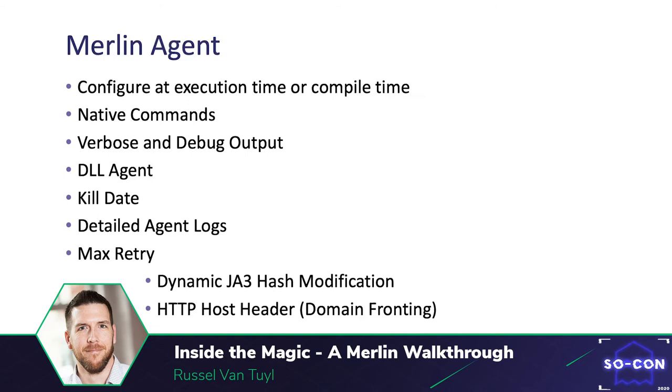I wanted the Merlin agent to be easy for people to use. Because of that, I made it to where you can pass an agent configuration both at execution time or at compile time. The Merlin agent has a couple native commands that keep you from having to run binaries on the host operating system, such as ls and print working directory, and also comes with verbose and debug output should you need it. The Merlin agent does have a Windows DLL component that can be useful for doing things like application whitelist bypassing using libofftheLAN binaries. And another favorite feature of mine is the dynamic JA3 hash modification that allows you to change the client's fingerprint at any given time, which we will go through later.